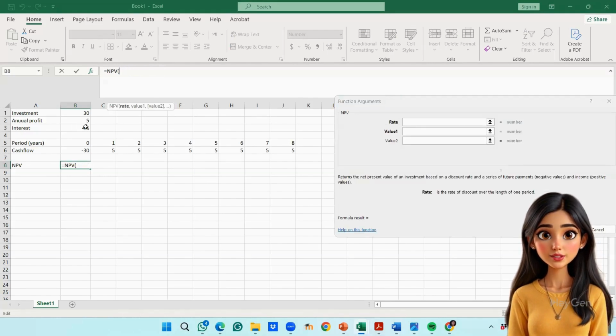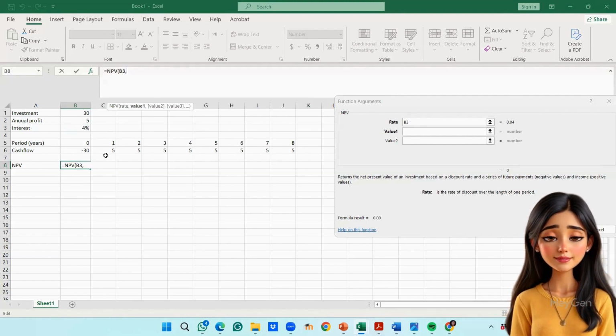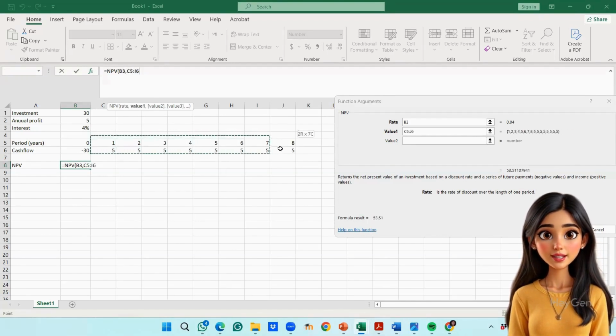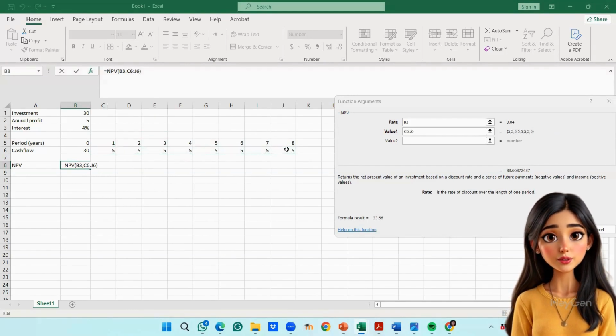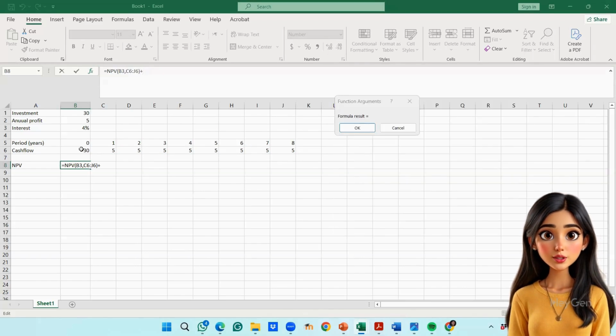After I get that result, I also add the cash flow at year 0, today's investment, to the result from the NPV formula. That's because the formula itself only calculates the value of future cash flows. So we need to manually include what's happening right now.